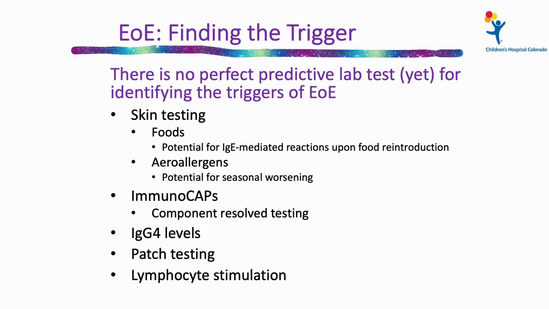So unfortunately, there is no perfect predictive lab test for identifying EoE triggers. I've already talked to you about skin testing to foods and aeroallergens. Immunicaps are no better. IgG4 levels are not there yet, but we might be able to use them in the future. Patch testing and lymphocyte stimulation have not been successful either in identifying the triggers.